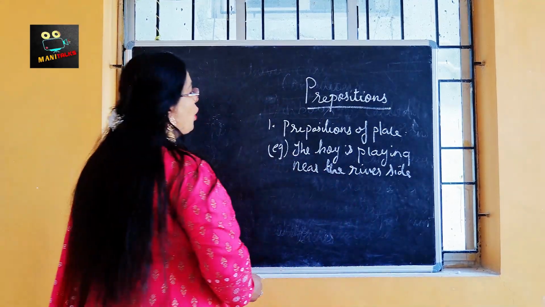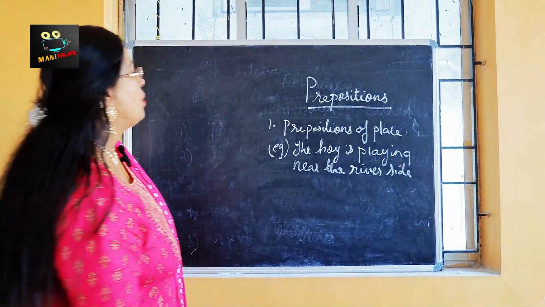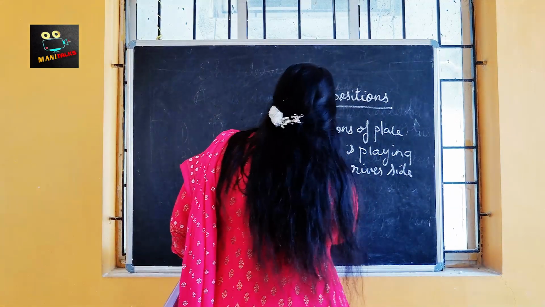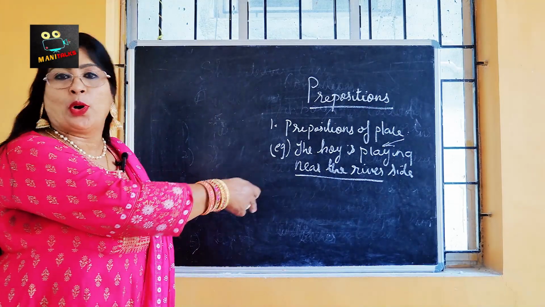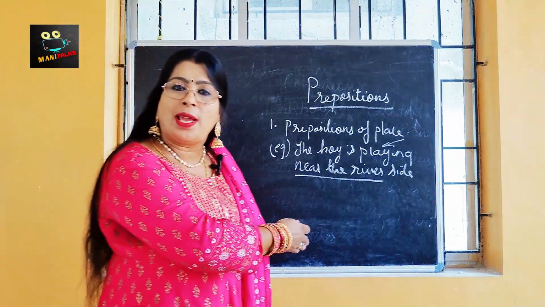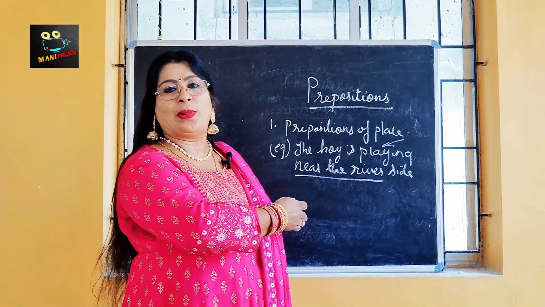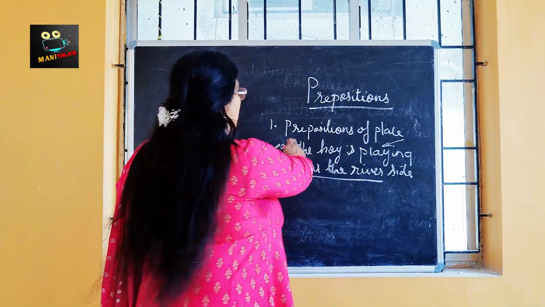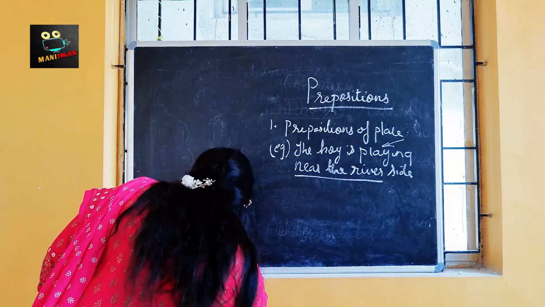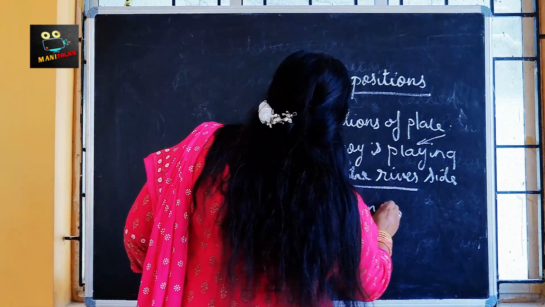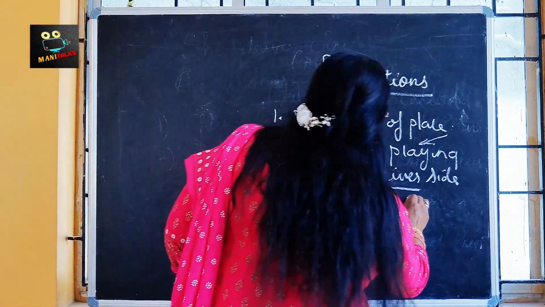So the boy is playing near the river side. Which side is he playing? Near the river side. So it tells you the place where the boy is playing. Where is he playing? It tells you where he is playing, near the river side. So we have preposition of place near this. Okay. The second one is preposition of time.